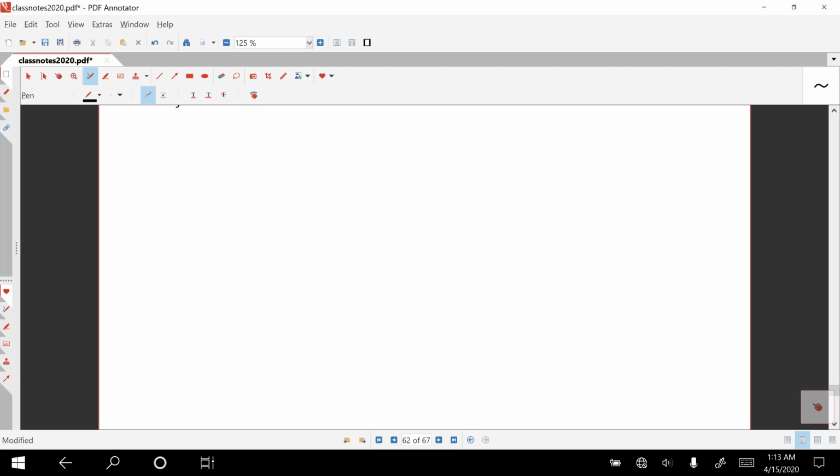So let's go model by model. Let's start with the pooled regression model. This is the basic pooled regression model. Again, we're going to write it the way that we wrote it before.